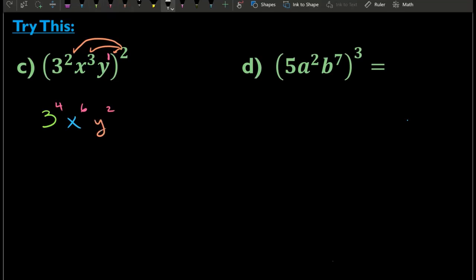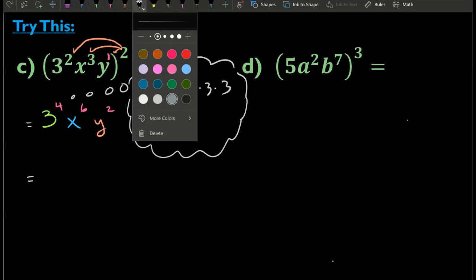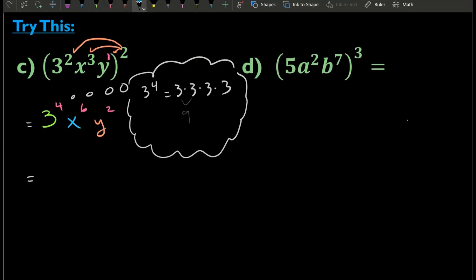Now our final answer is going to be 3 to the 4th power, which means 3 times 3 times 3 times 3. Okay, 3 times 3 is 9, 3 times 3 is 9, 9 times 9 is 81. So that will be 81, x to the 6th power, and y to the 2nd.